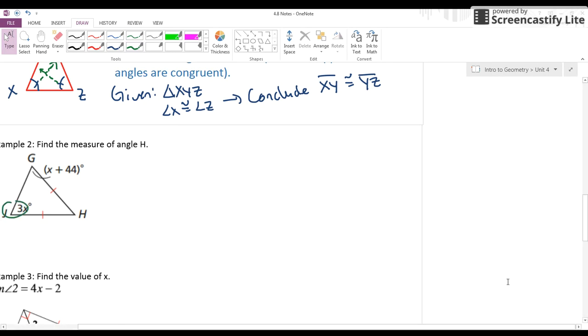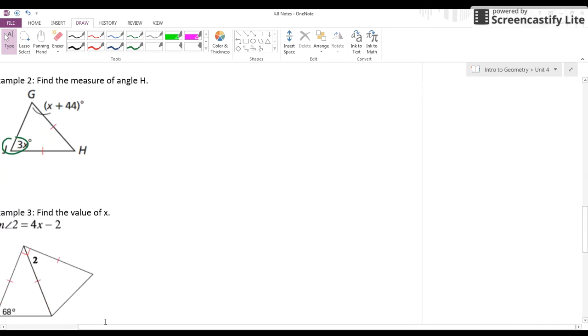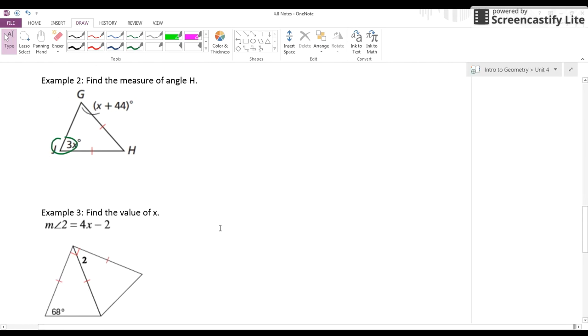Let me back up and fix my screen. Technical difficulties? No problem. All right, so again, what do we know about angles J and G? Well, remember, your opposite angles from those congruent sides should be congruent. So we should know that angle G is congruent to angle J. This is your isosceles triangle theorem.